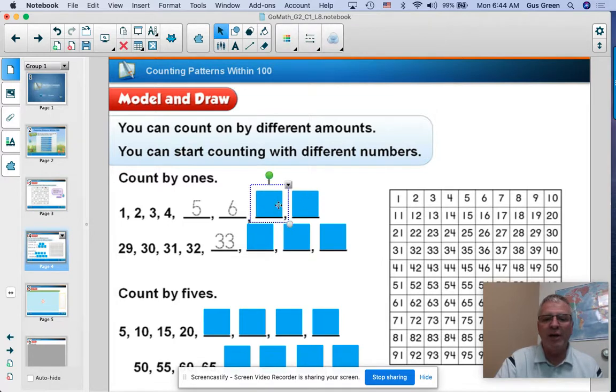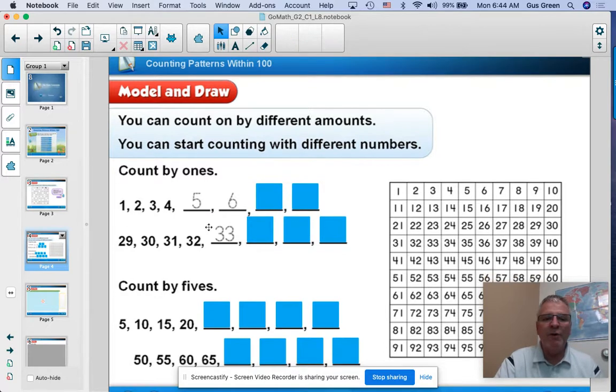So if we look at, I think I can move these off. My screen's being a little bit finicky. We'll just keep going.